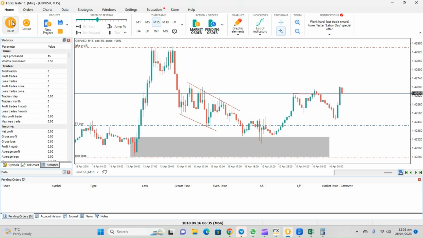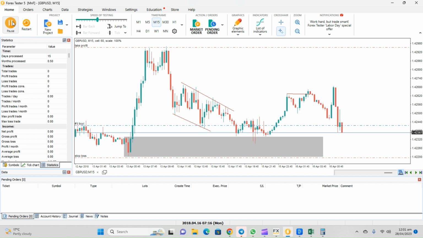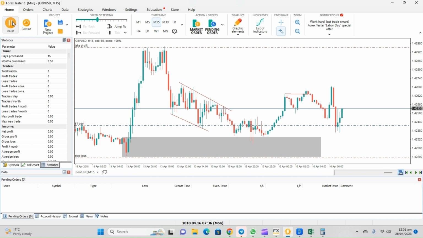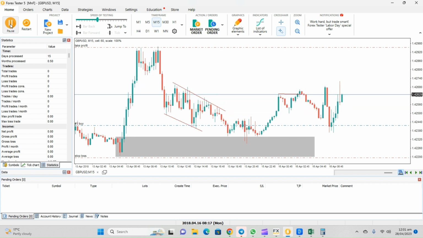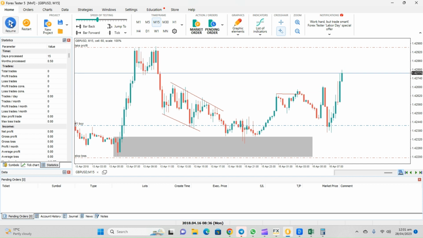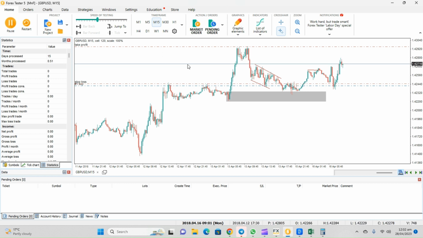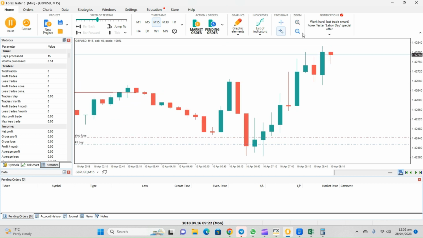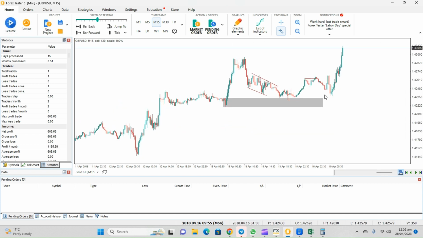If it breaks like that, then that's a lot of momentum right there. Didn't even have the chance to move a stop loss to break even. So if it breaks like that, then right here we can just move our stop loss to break even, and you can see that the market is almost hitting our take profit right there. Take profit hit, beautiful.